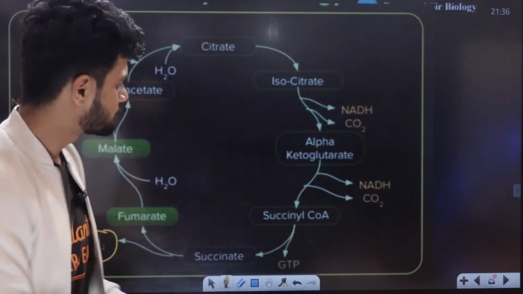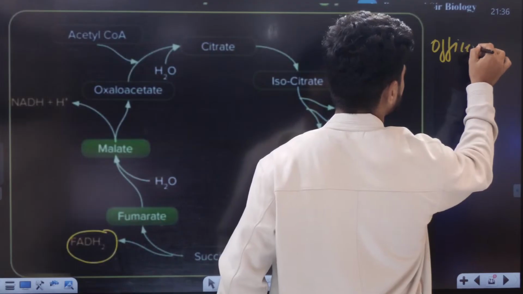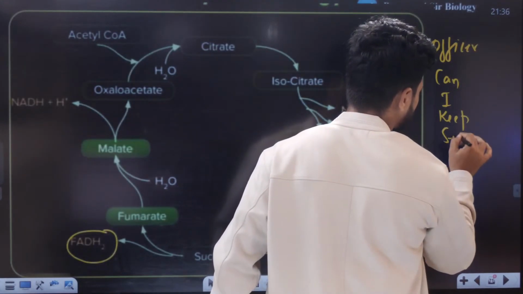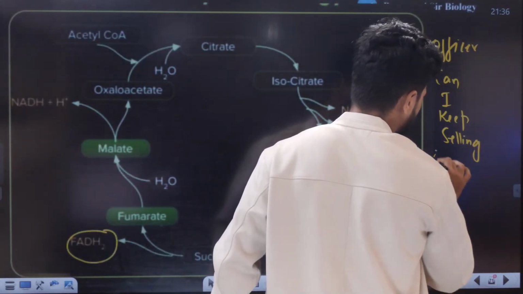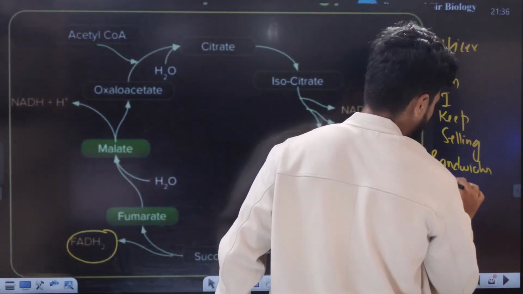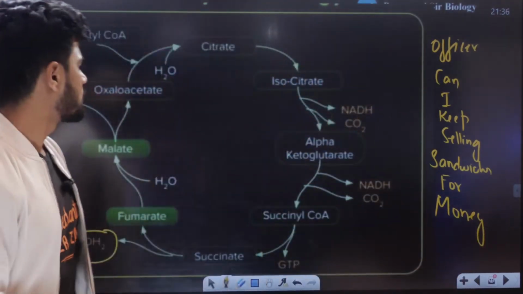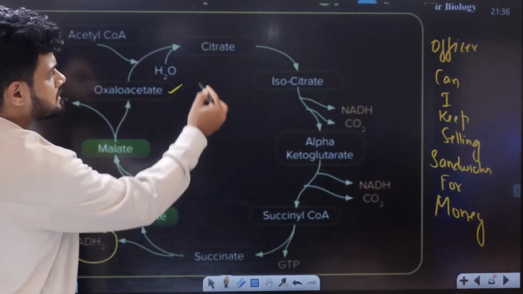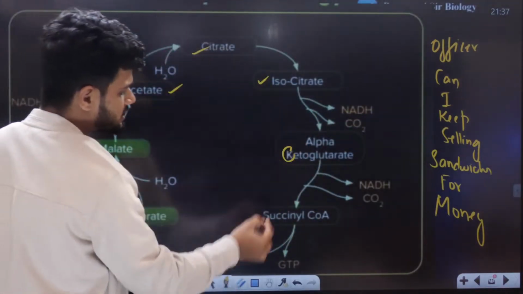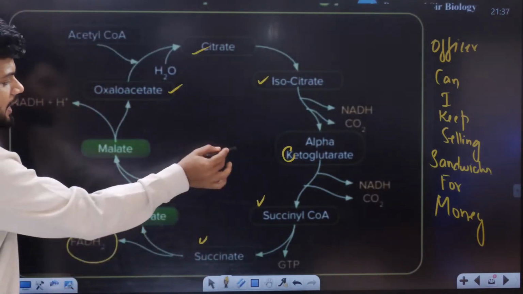Ready, all of you? The small trick is: Officer, can I keep selling sandwiches for money? O in officer stands for oxaloacetate, C is citrate, I is isocitrate, K is alpha-ketoglutarate, S is succinyl coenzyme A, S is succinate, F for fumarate, M for malate.